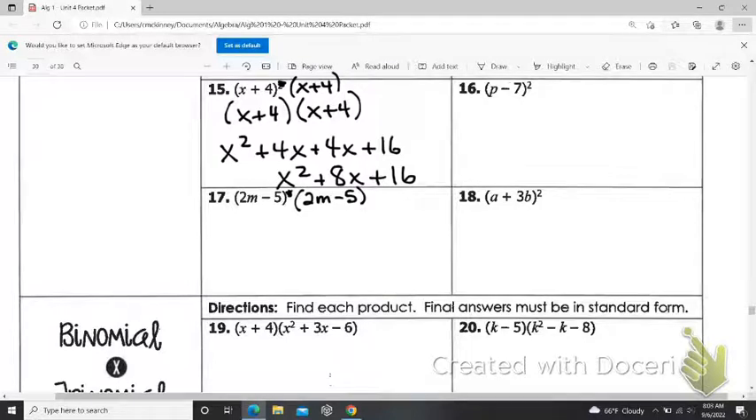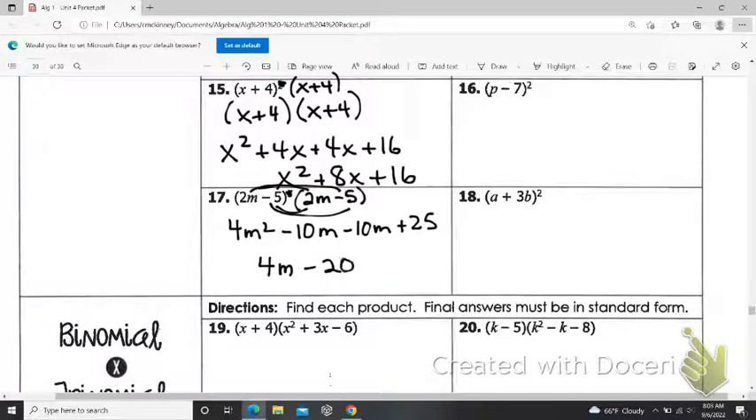And then 2m times 2m, 2m times negative 5, negative, okay, now I've done these two, now I'm ready here. Negative 5 times 2m, same answer again, negative 5 times negative 5. Noticing something curious, that those middle terms for both of these problems have been the same. Okay, not opposites like when they canceled out, the exact same.